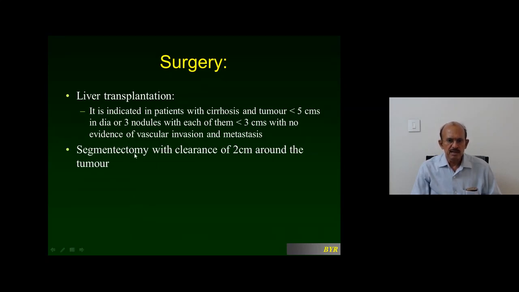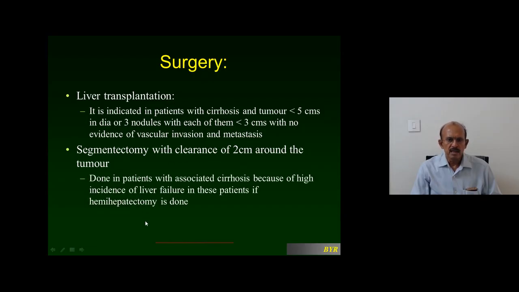The other form of surgery is the segmentectomy. That means one segment of the liver bearing the tumor can be removed with clearance of 2 centimeters around the tumor margin. It is done in patients with associated cirrhosis because of the high incidence of liver failure in these patients if hemihepatectomy is done. So cirrhotic patients cannot tolerate removal of half of the liver. In such patients who cannot afford to have liver transplantation, you can go for segmentectomy. So the segment bearing the tumor mass can be removed with clearance of 2 centimeters margin around the tumor.